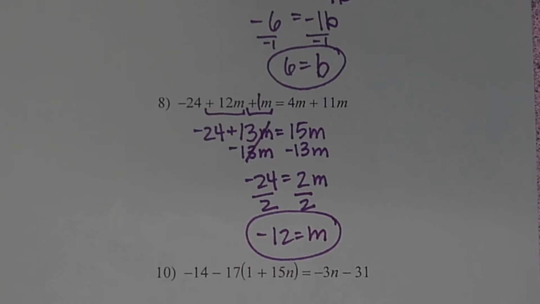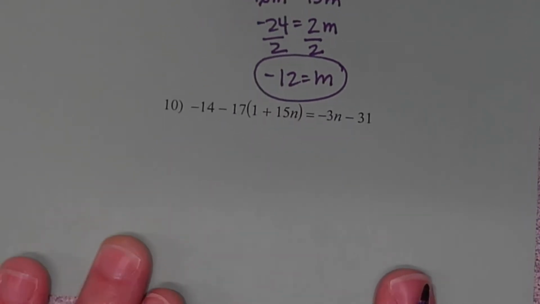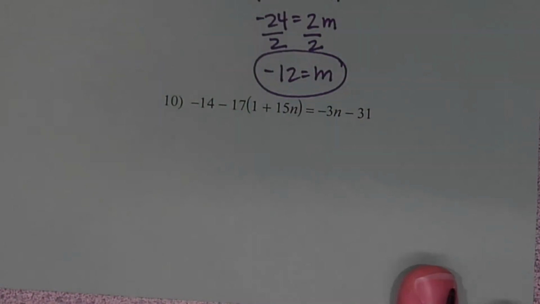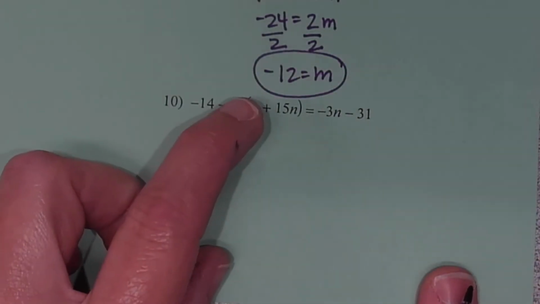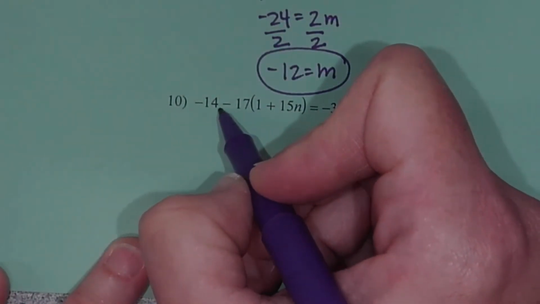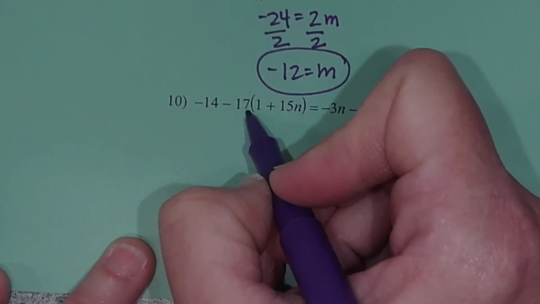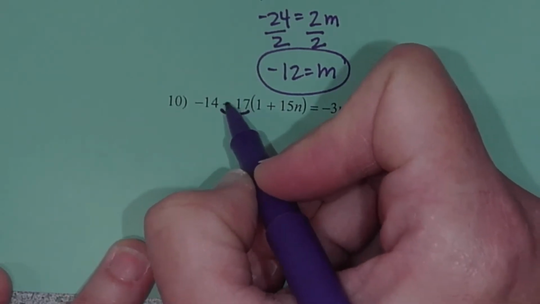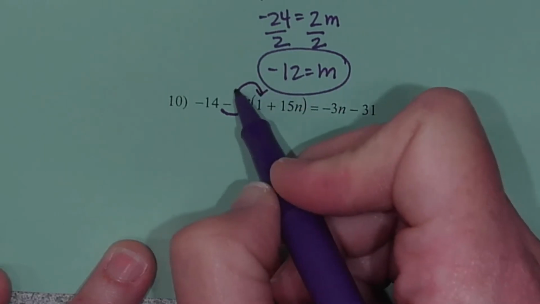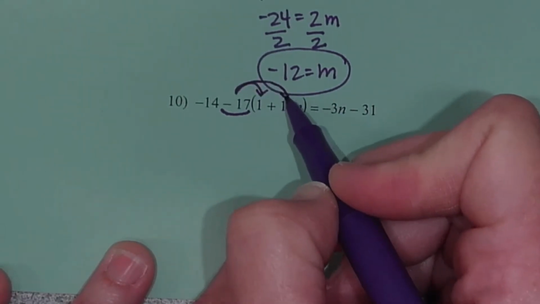Okay, let's keep going. Number 10. Guess what? We finally get to use step 1, distribution. All right, so where are we going to distribute? We're going to distribute where the parentheses are. So the -17, and make sure you always remember to grab that sign from in front of the number. So the -17 is going to distribute to the 1, and it's going to distribute to the 15n.